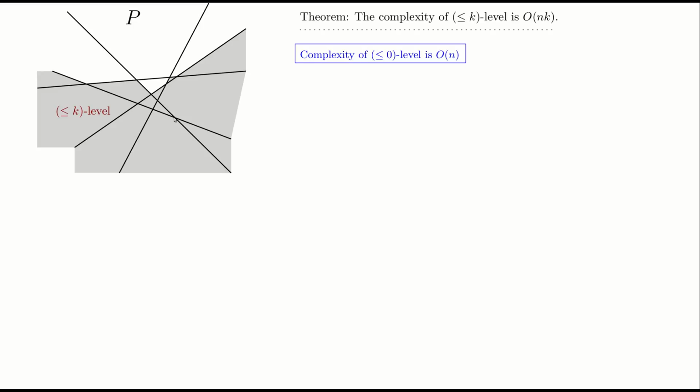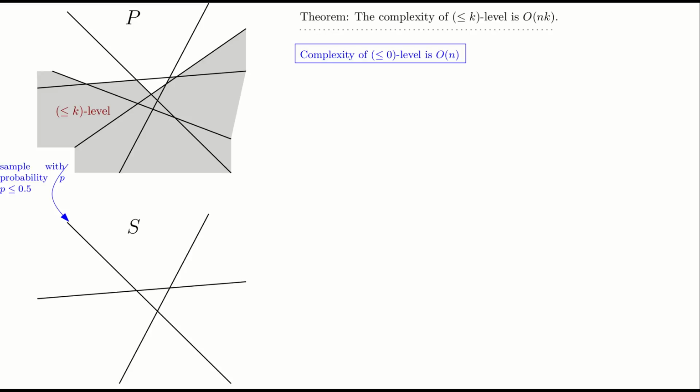First, observe that the proof is really easy for less than or equal 0 level. The 0 level is a convex shape, where each line appears on its boundary at most once. And because of that, it's easy to see that the complexity of 0 level, the number of vertices on the 0 level, is at most n minus 1. Using this, we continue with the following probabilistic argument. We sample every line with probability p independently, and we assume for now that p is at most 1 over 2, or 0.5. Let's say that we get a set of lines denoted by S.